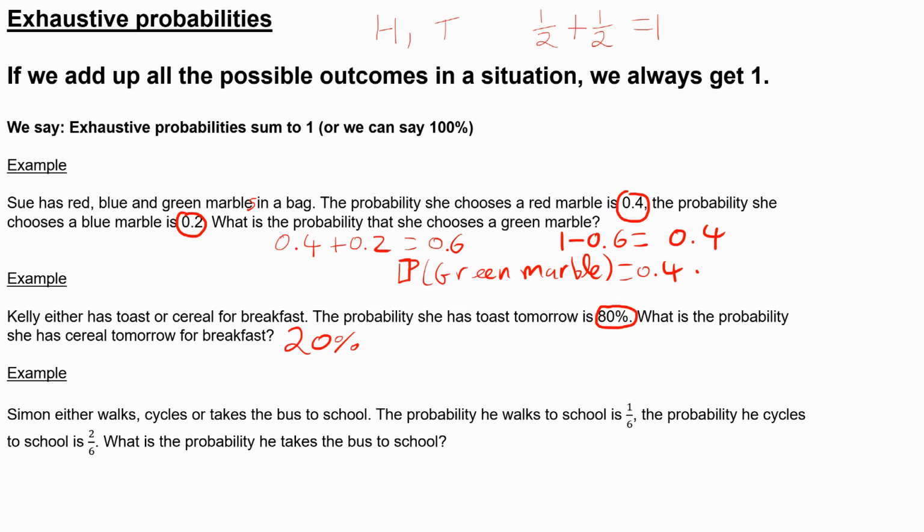Finally, Simon either walks, cycles, or takes the bus to school. The probability he walks is 1 out of 6. The probability he cycles is 2 out of 6. What is the probability he takes the bus? Well, if I add up again the probabilities I know, I've got 1 out of 6 plus 2 out of 6, which is 3 out of 6. So, to get to 6 out of 6, which is 1 whole, I need to add another 3 out of 6. So the probability that he takes the bus to school needs to be 3 out of 6, which is a half. So really, he takes the bus to school approximately half the time.